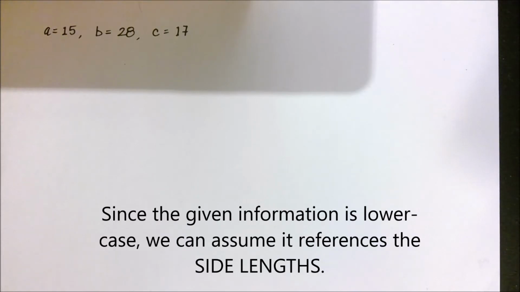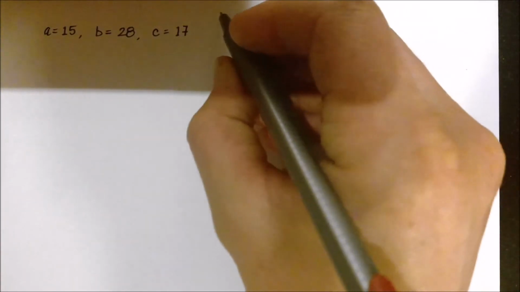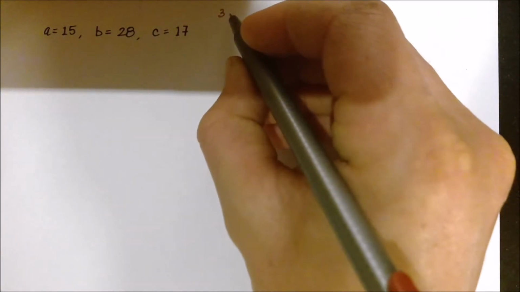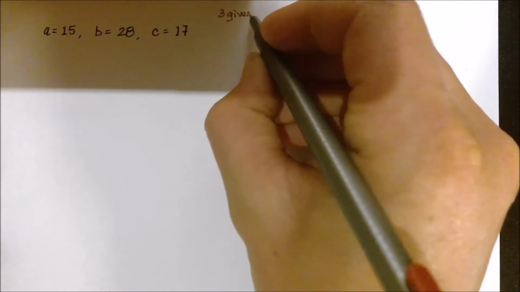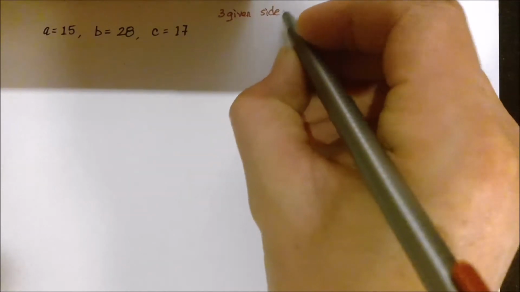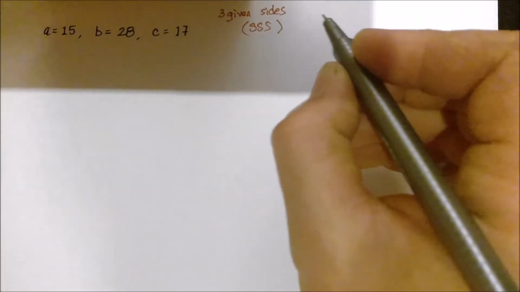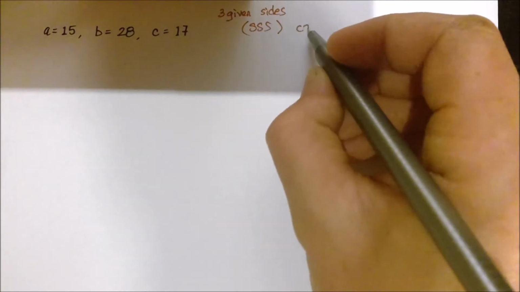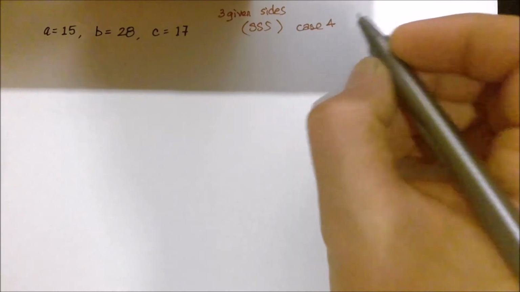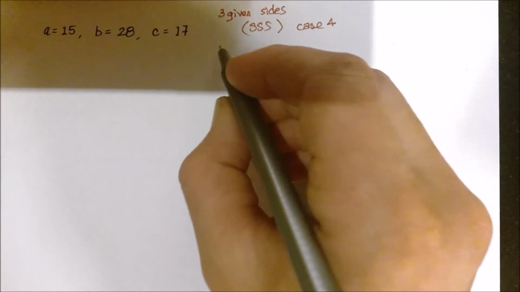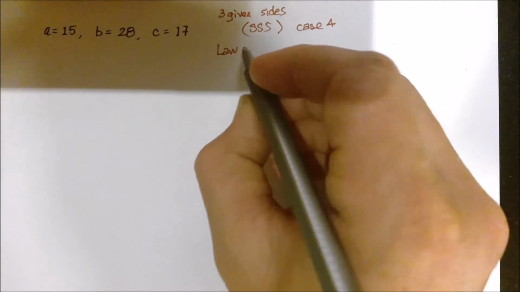We have side A as 15, B is 28, and side C is 17. The first thing for you to notice is that there are 3 sides given, right? So 3 given sides means we have a side situation. That is case number 4 of solvable triangles. We use law of cosines to solve this.